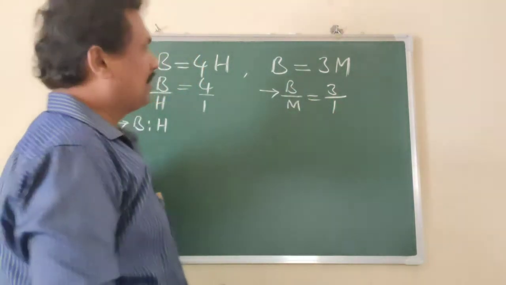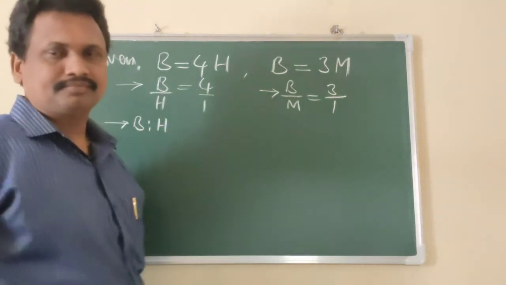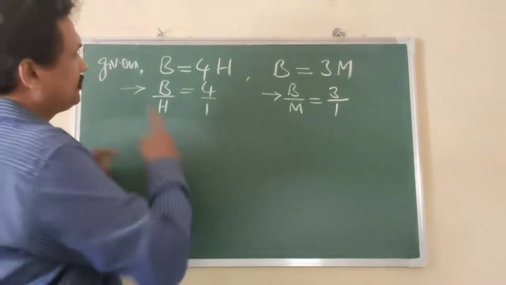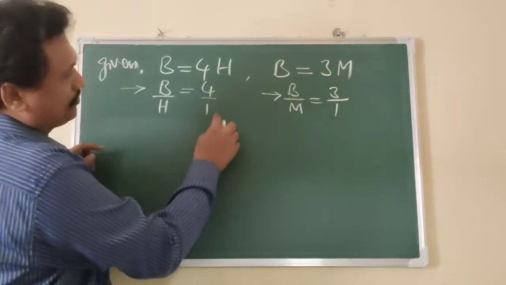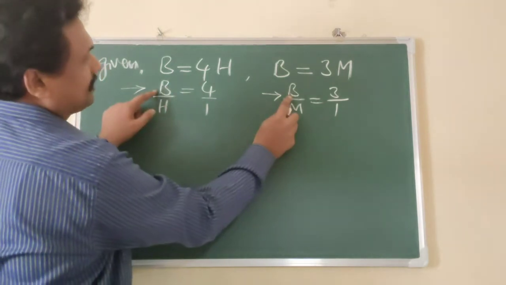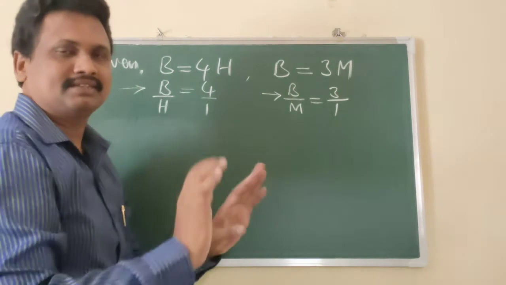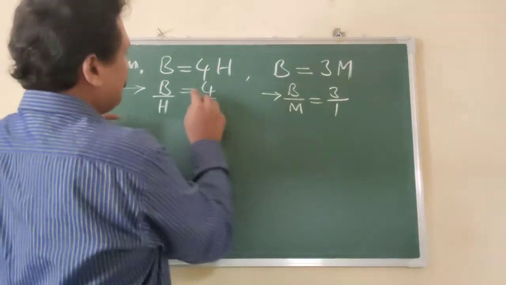This one you want to convert into an equal ratio. Okay, observe. In these two ratios, B is to H is 4 is to 1, and B is to M is 3 is to 1. What is the common letter here? Common letter is B. Make the B value equal, then only the answer is easy. Okay, that is the clue for this. Make the B value the same.